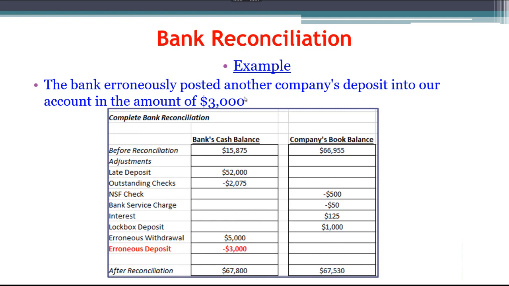They made another mistake. They posted another company's deposit into our account in the amount of $3,000. The exact opposite. They have that positive $3,000 in the original cash balance, but it needs to be reversed by subtracting it out.